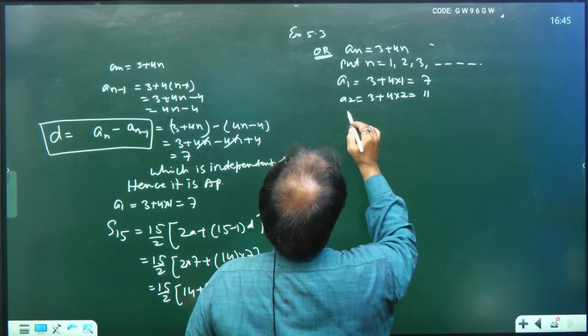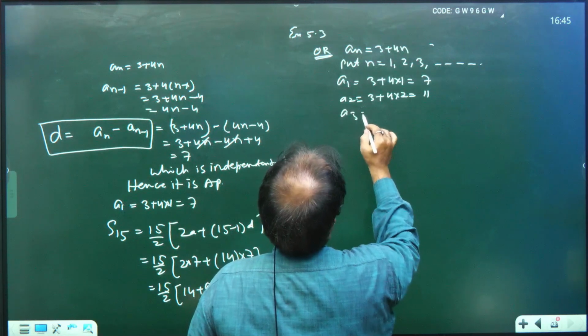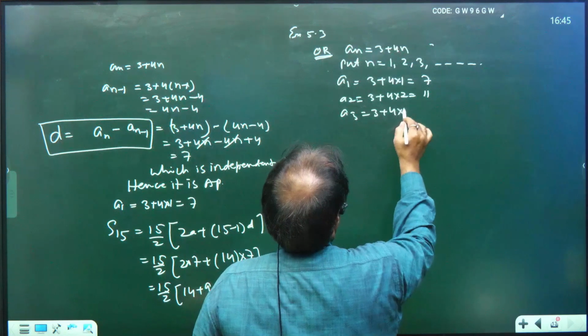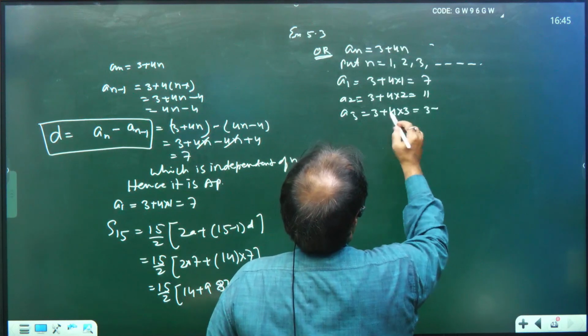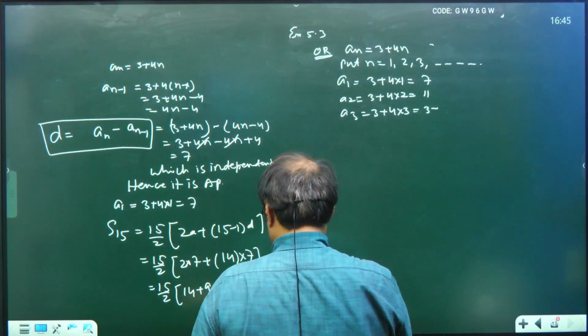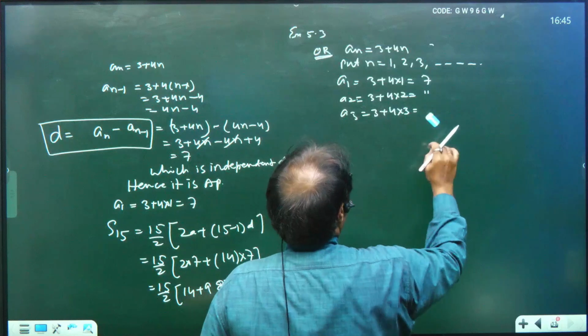And a3 is equal to 3 plus 4 into 3. So that is 3 plus 4 threes are 12, 12 plus 3, 15. It is 15.